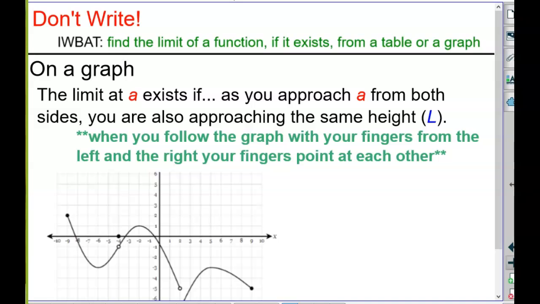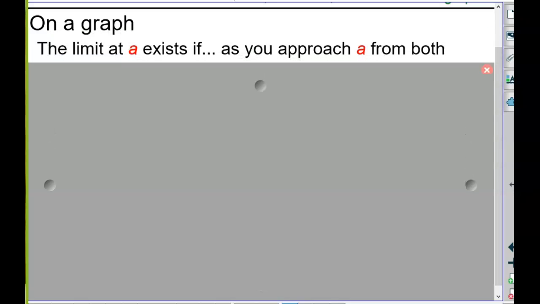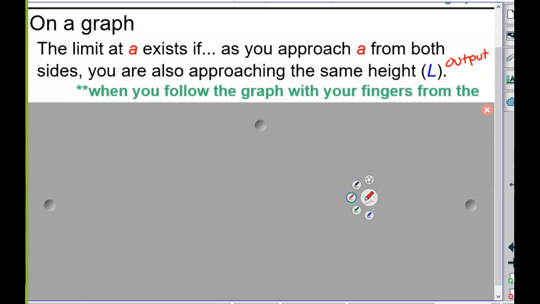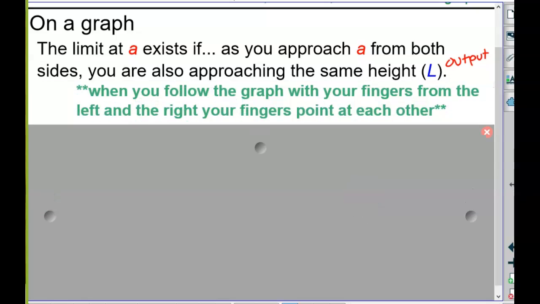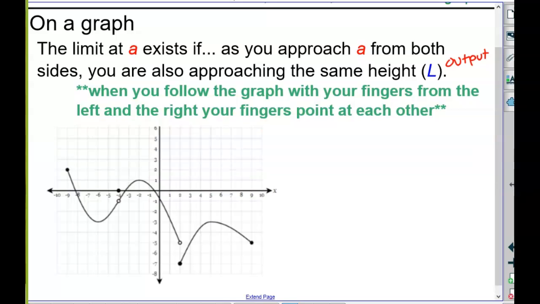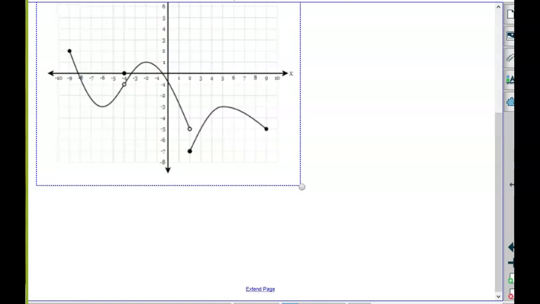So what if we have a graph? Okay, on a graph, a limit exists if as you approach a from both sides, you are also approaching the same height, L. Remember that height, or output, is what you get when you follow the graph with your fingers from the left and the right. If they're approaching the same spot, then that limit exists for the two-handed limit. So let's look at a couple examples using this graph.